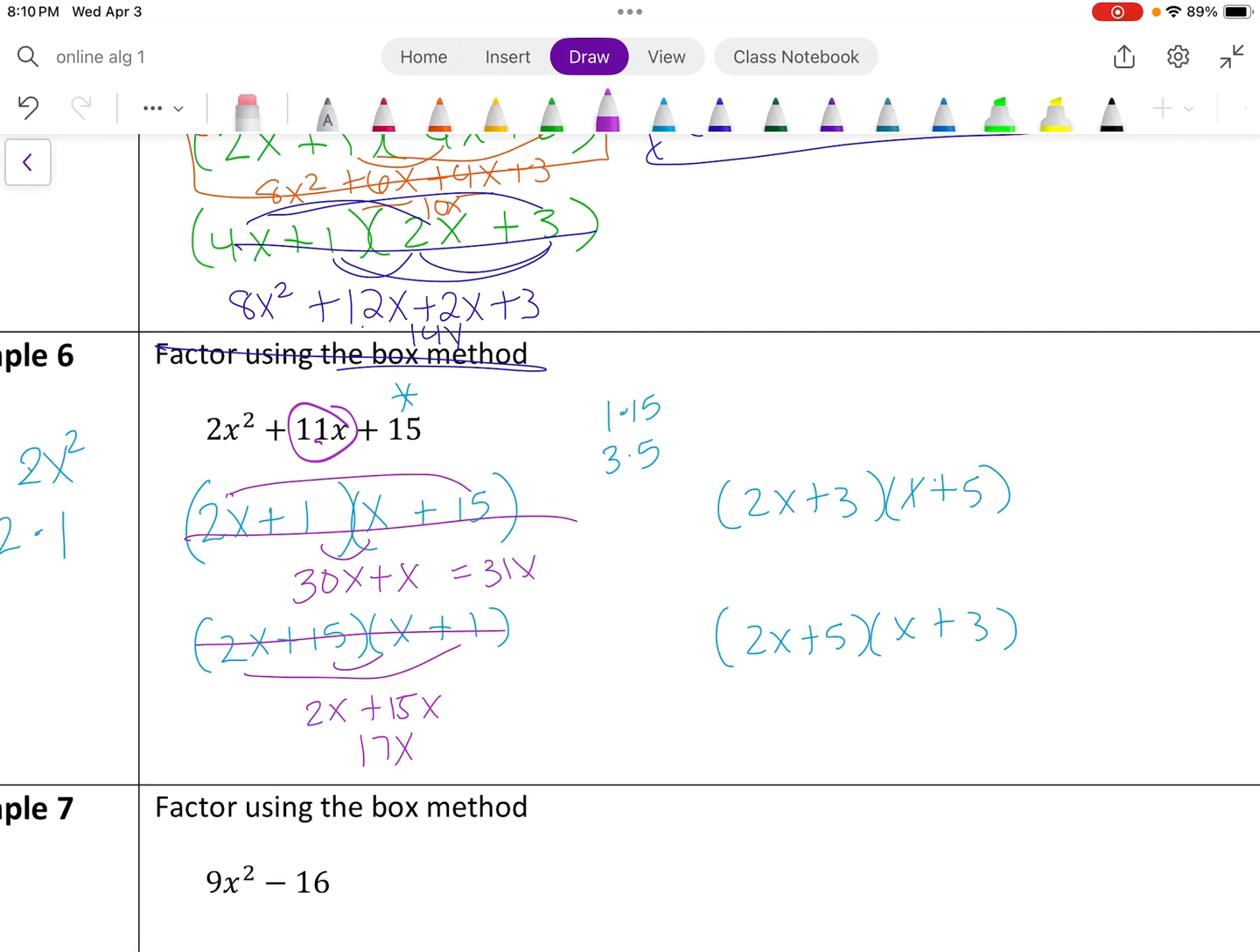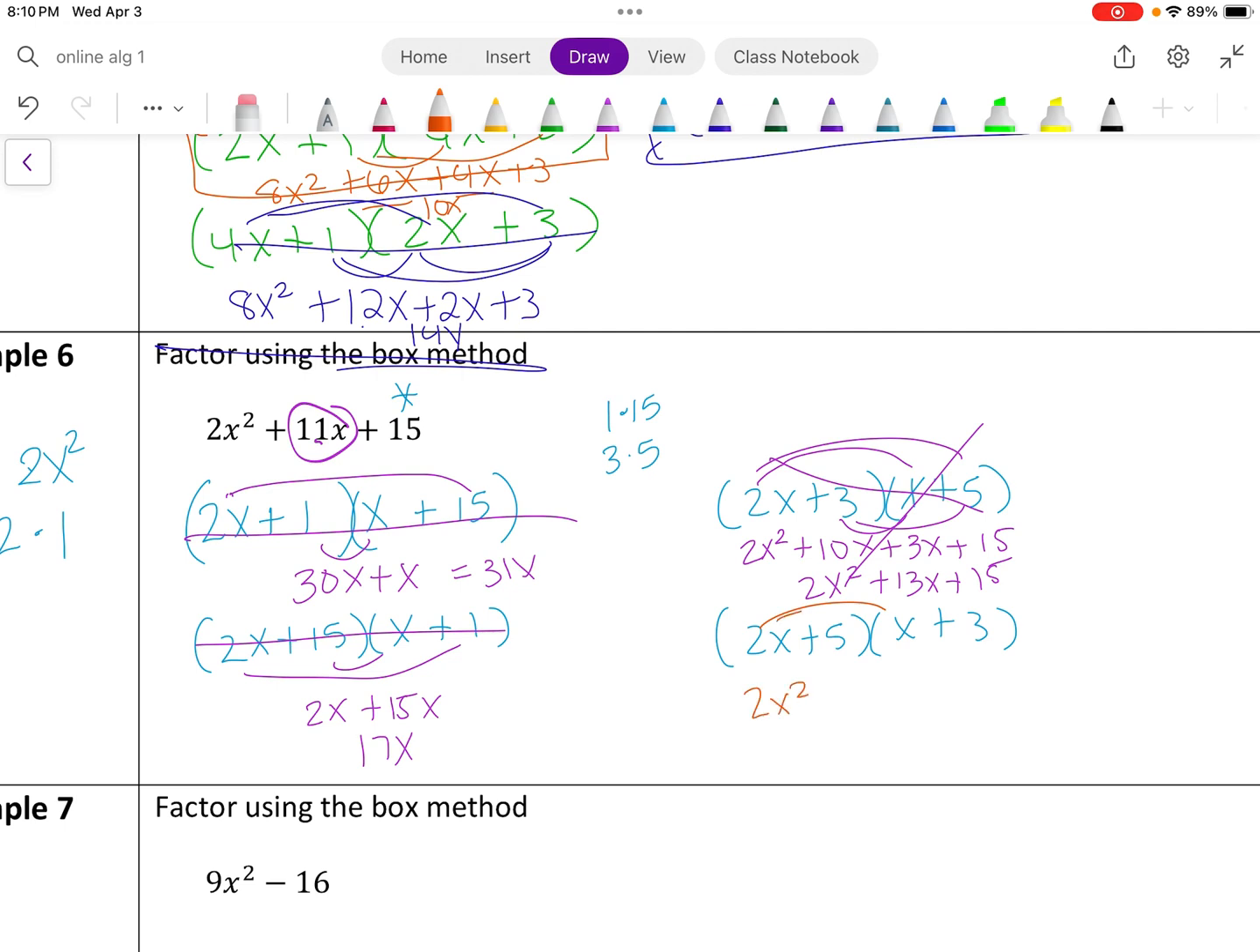So let's try these last two, figure out which one is going to work here. Well, 2x times x, that's my 2x squared. 2x times 5 is 10x. And then 3x, I don't think this one's going to work. I think 10x and 3x makes this 2x squared plus 13x plus 15. I'm looking for 11x. Well, it's got to be that last one, but let's prove it.